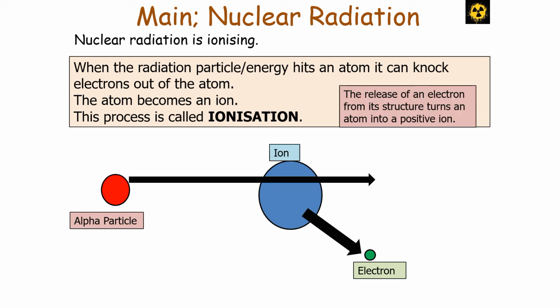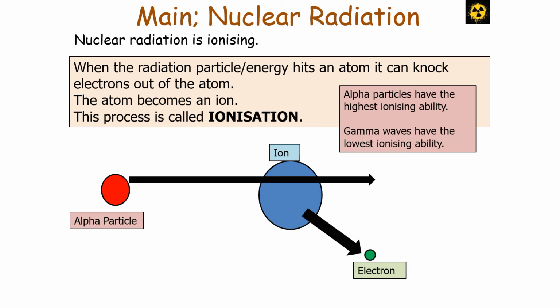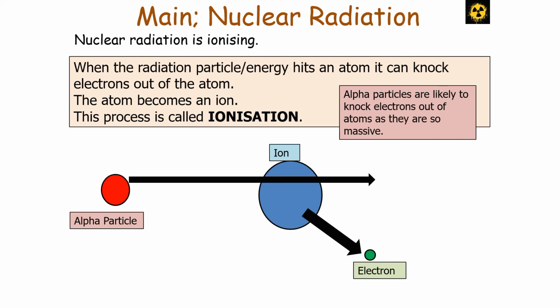So the release of an electron from its structure turns an atom into a positive ion. The larger the radioactive emission, the more likely it is to ionize an atom. So the larger the radioactive emission, the larger the ionizing power. So alpha particles have the highest ionizing ability and gamma waves have the lowest ionizing ability. Now alpha particles are likely to knock electrons out of the atom as they are so massive, whilst gamma waves are unlikely to knock electrons out of the atom as they have no mass.